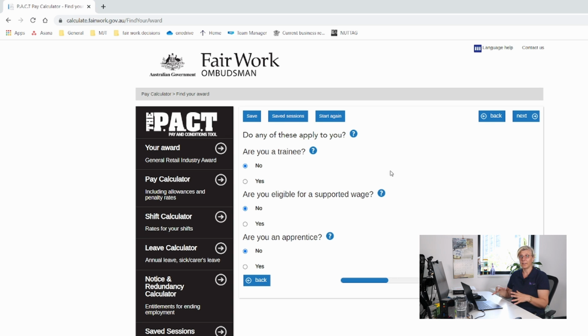Now, again, like I said, this is going to ask a lot of really important questions, but we're not going to use any of these today. So we're just going to go no to trainee, supported wage, apprentice. Next.